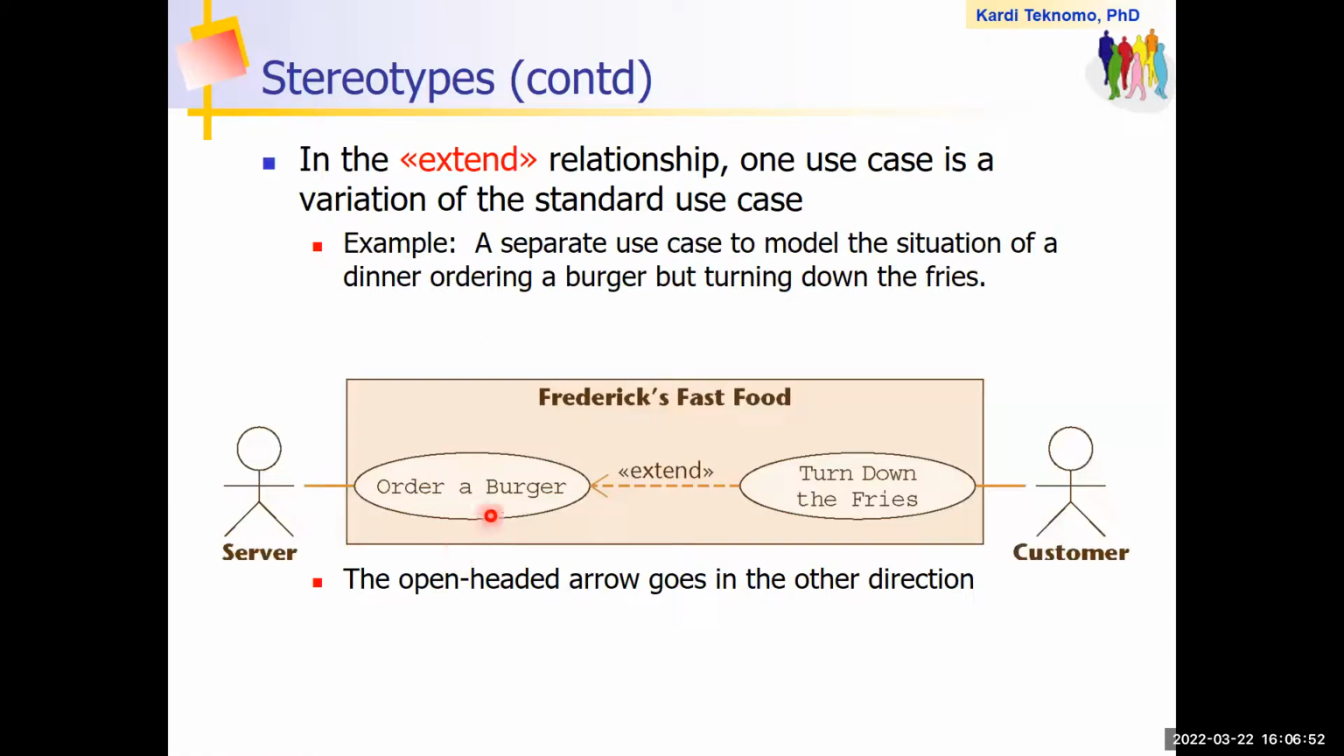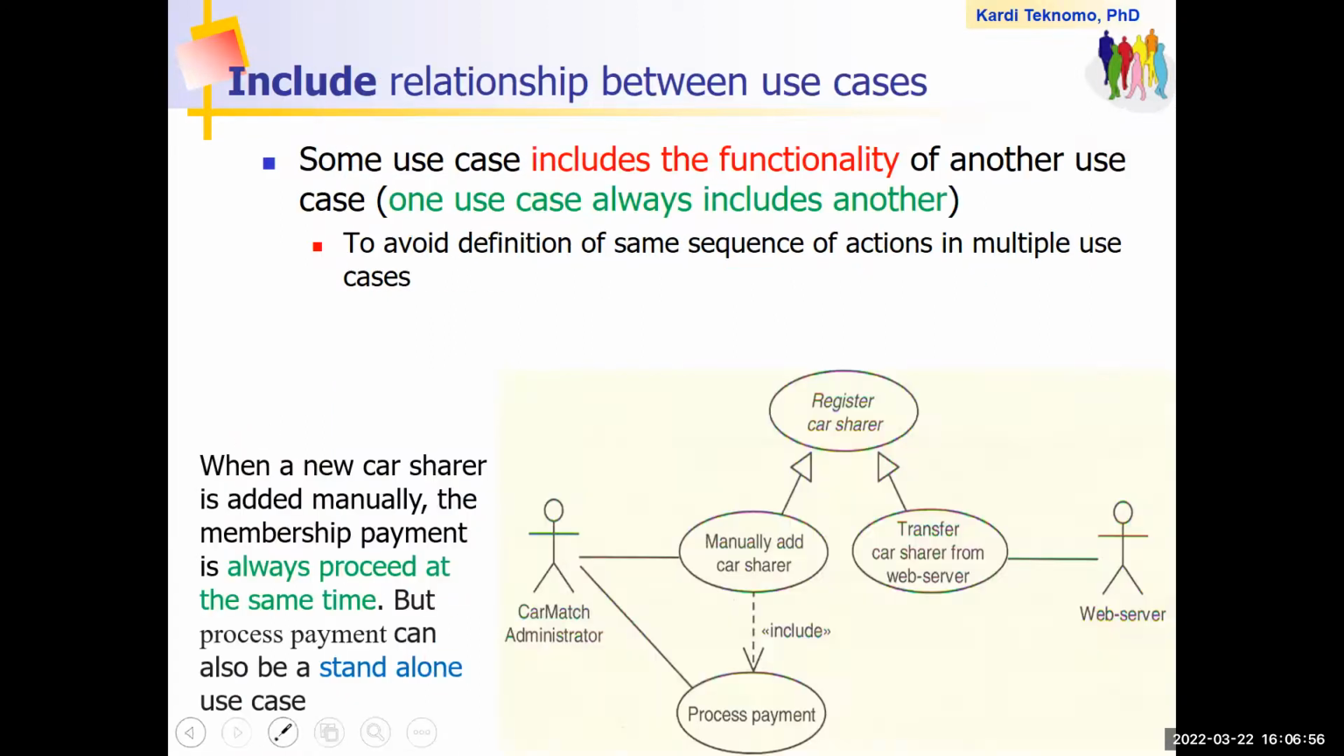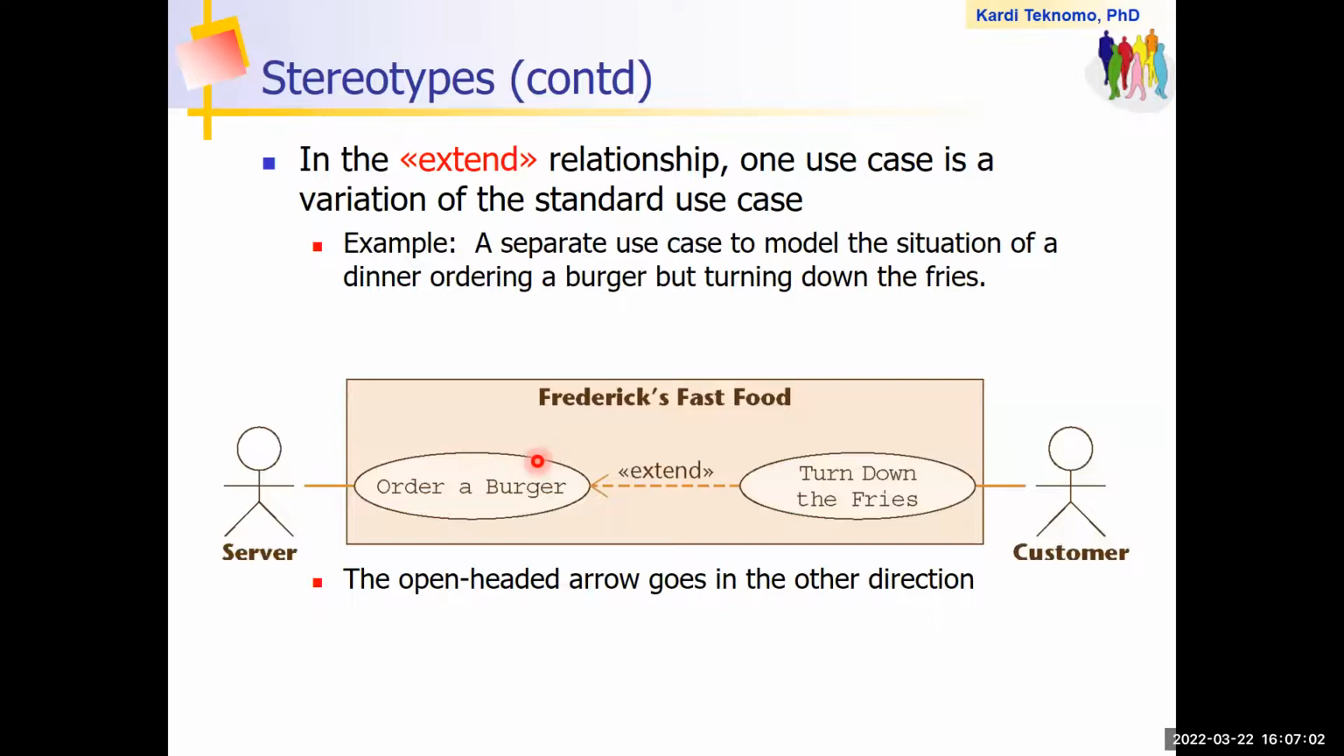So the next one is include. You understand the include meaning? You will include that together. And then the next one is called extend. The extend relationship is the variation that if you do this, it will do the other. But it is actually a separate thing.